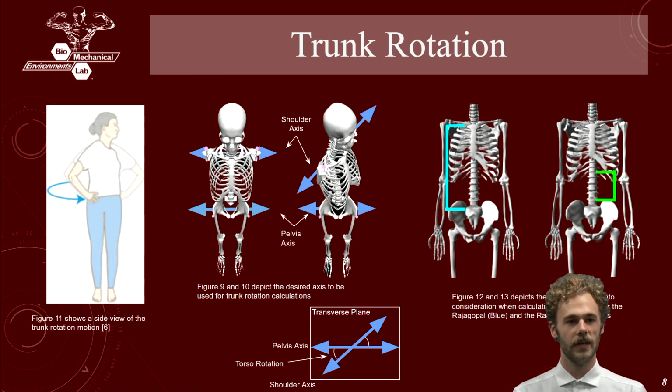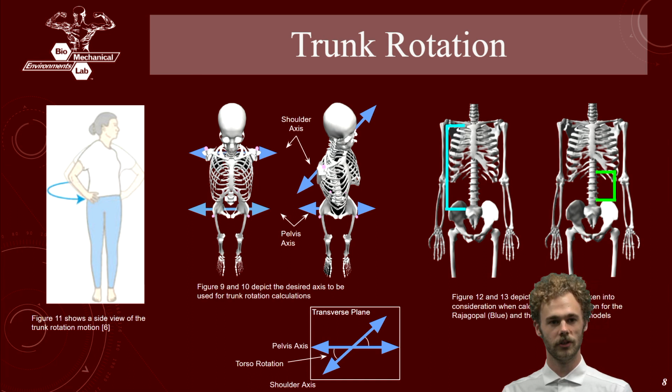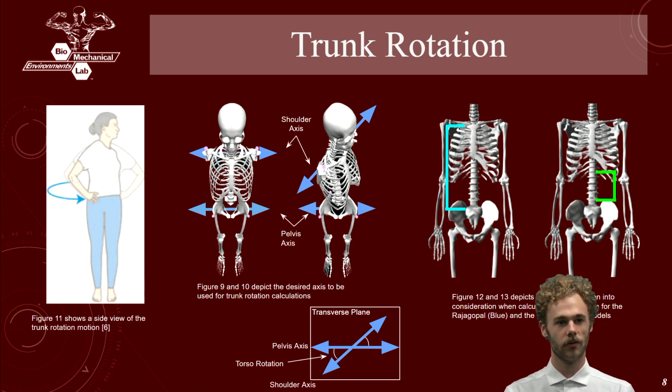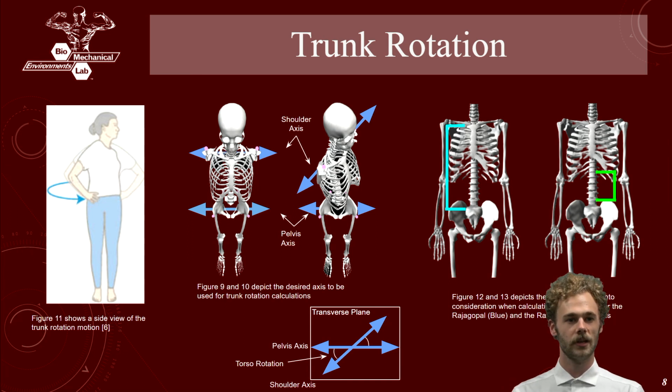So the picture to the left is a great example of the trunk rotation moment in motion. The diagram in the center depicts what I will refer to as torso rotation. That is the angle created when the line going through both shoulders begins to turn off axis from the line going through both hip joints. This movement occurs across what we call the transverse plane.